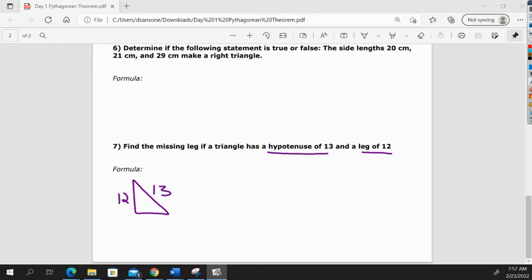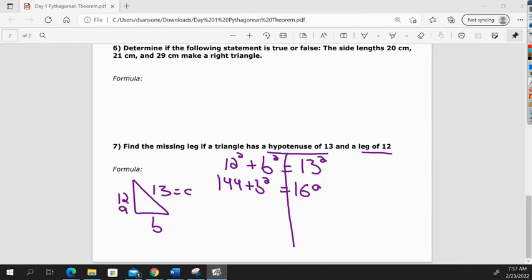So it doesn't matter which one you call which. I'm going to call 12 A, and this missing side we'll just call B, and 13 is obviously our hypotenuse, so that's C. We'll fill out the formula. 12 squared plus, we don't know what B is, so we'll say B squared equals 13 squared. Then we'll put our bar down and simplify everything. 12 squared is 144 plus B squared, I'm going to leave alone, and 13 squared is 169.